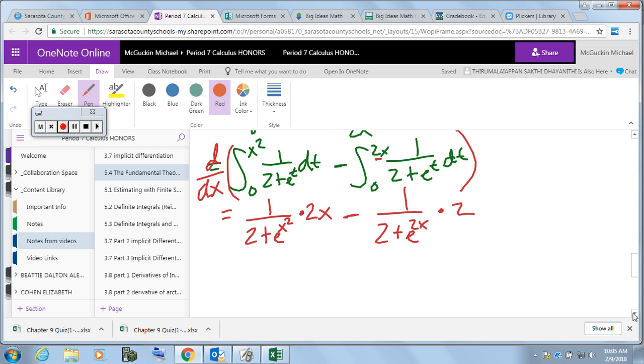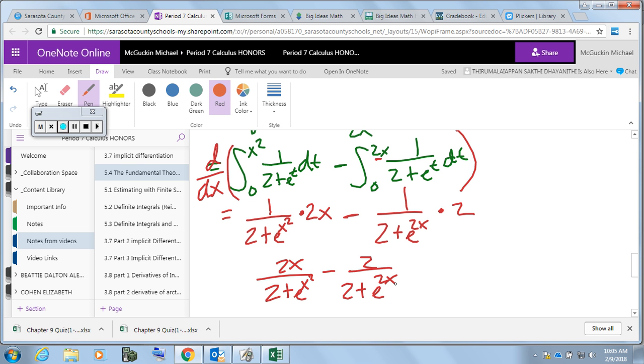So simplifying this a little bit further, we get 2x over 2 plus e to the x squared, minus 2 over 2 plus e to the 2x. For our purposes, we can leave it like that. You could have combined those common denominators and made a 2x minus 2 in the numerator, but that's about as simplified as you're really going to get for this one.